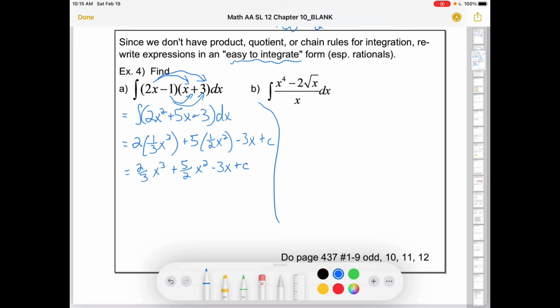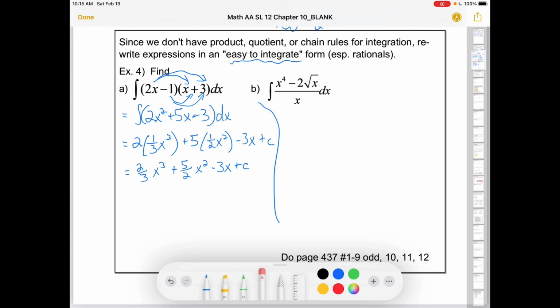And we'll probably check. Okay, so if we differentiate, we'll get, let's see, those 3's will divide out, so I'll have 2x squared plus 5x minus 3. We're back where we started. We must have found the correct antiderivative, so we must have found the correct indefinite integral.